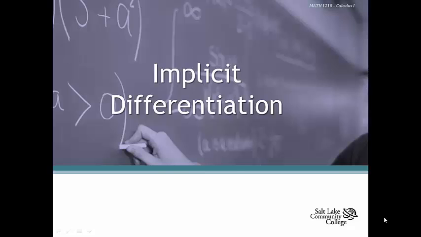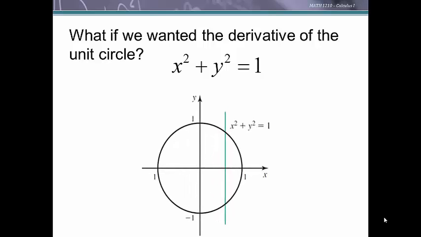Implicit differentiation. What if we wanted to know the derivative at any point on the unit circle? Well, first of all, we see that obviously the circle is not y as a function of x. This fails the vertical line test. However, we could solve this for y.